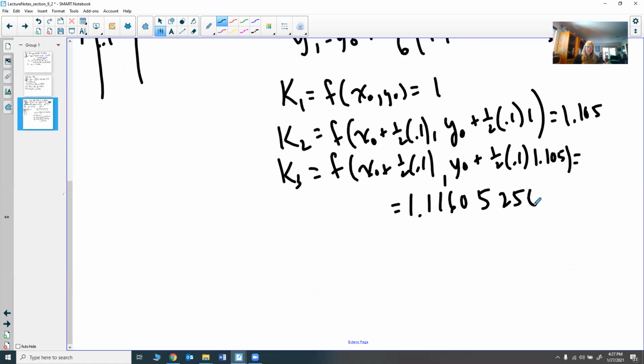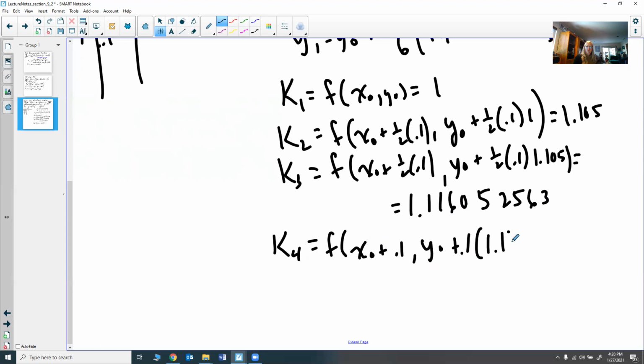Then I have to find K4. K4 is your function evaluated at x0 plus h, which is 0.1, and y0 plus h, so 0.1, times your K3. K3 was 1.11605.2563. And so we find out that K4 is equal to 1.12466.0246. We're not actually there yet. We still need to find y1.